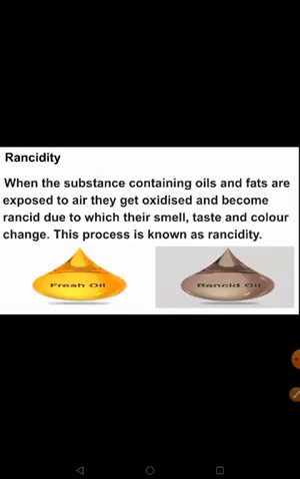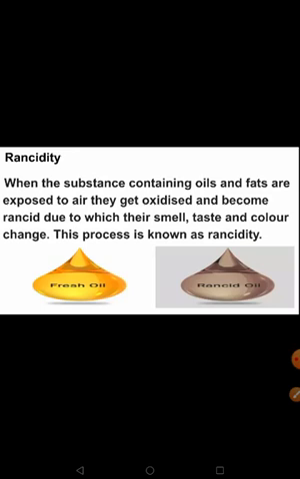Okay, next we'll talk about rancidity. When substances containing oils and fats are exposed to air, they get oxidized and become rancid, which is not good for your health, due to which their smell, taste and color change. This process is known as rancidity. It can be said like this: when oils and fats are oxidized, we say that they become rancid. And when they become rancid, their taste and smell change.